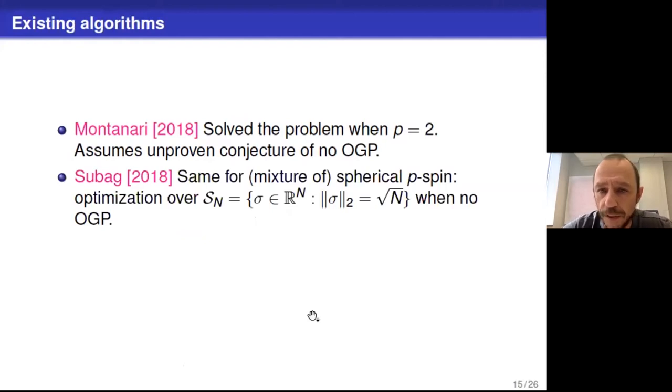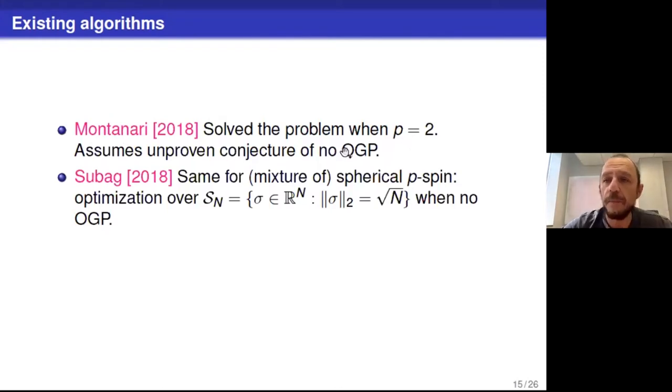In 2018, 2 years ago, both problems were solved in the case when p is equal to 2. However, in the case of the optimization of the binary solution space, it was solved when p is equal to 2 by Andrea Montanari. A little bit earlier, this was solved for the spherical case in a more general setup. Since then, I should have cited a more recent paper by Montanari and co-authors, who have made progress beyond p equal to 2.